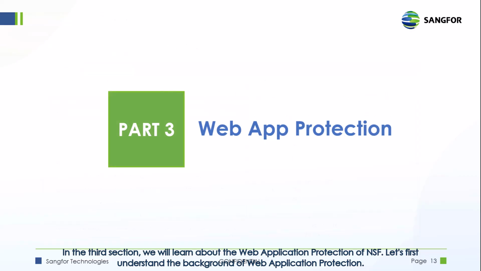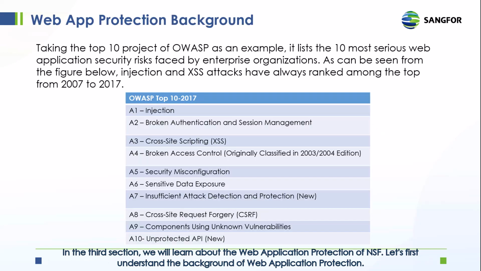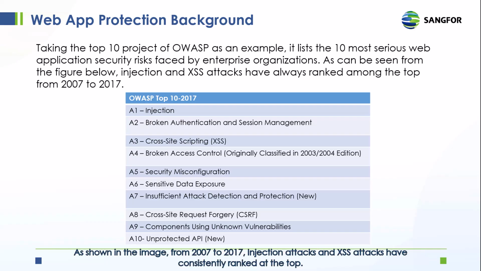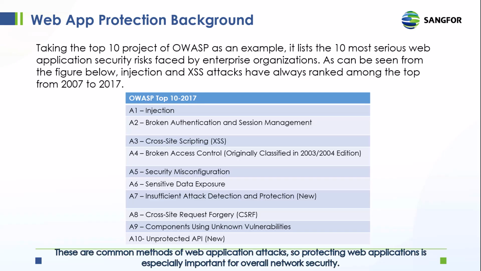Let's first understand the background of Web Application Protection. This image shows the OWASP Top 10 attacks, listing the 10 most serious security risks faced by most enterprises. As shown in the image, from 2007 to 2017, injection attacks and XSS attacks have consistently ranked at the top. These are common methods of web application attacks, so protecting web applications is especially important for overall network security.